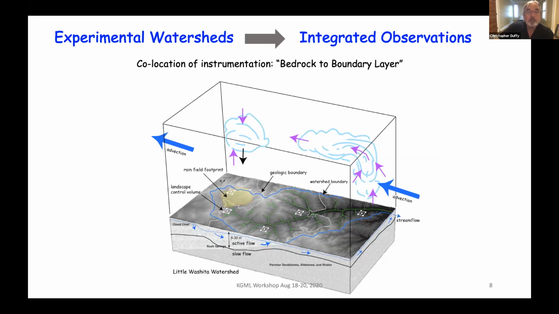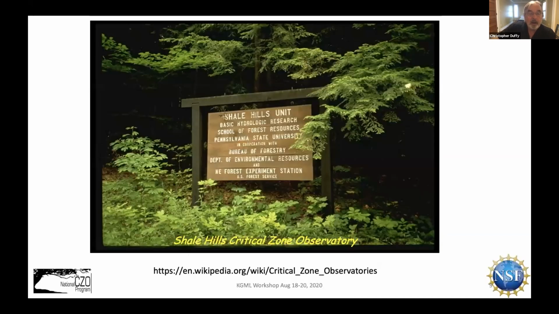Let's think of that as bedrock through boundary layer, where we have sites, experimental sites that measure all the variables in a co-located sense. Maybe another opportunity, and I'll try to make that case here. The Shale Hills Critical Zone Observatory in central Pennsylvania near the Penn State campus is the example I'll use. It actually started as an experimental forest research station back in the 60s and 70s, so there is historical data as well.